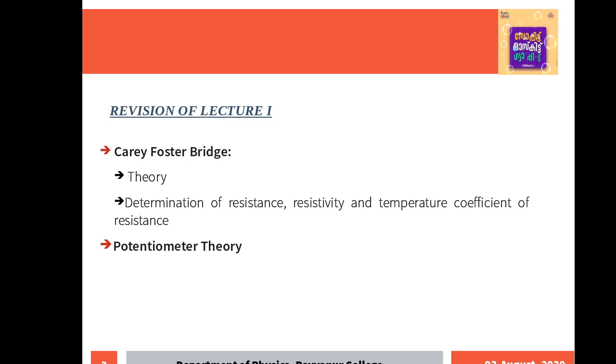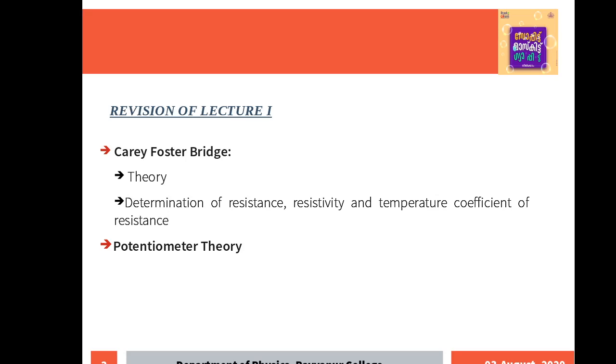We usually get an unknown resistance in the form of a wire. So we found the resistivity using the equation rho equals R into pi r squared by L, where pi r squared is the cross-sectional area of the wire and L is the length of the wire. Then we found the temperature coefficient of resistance of that wire using two methods.